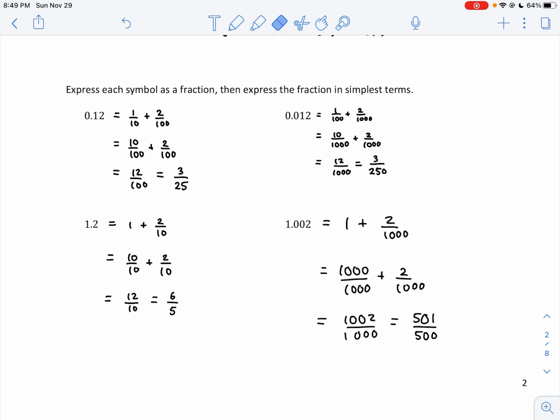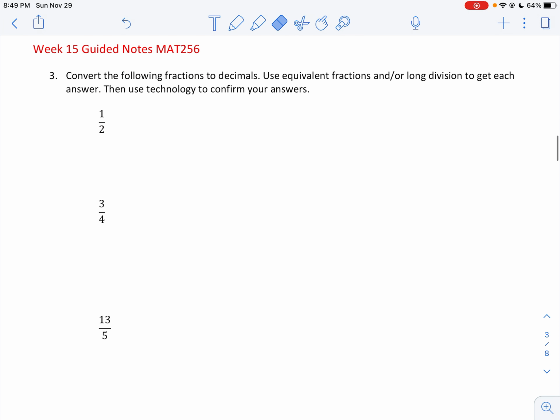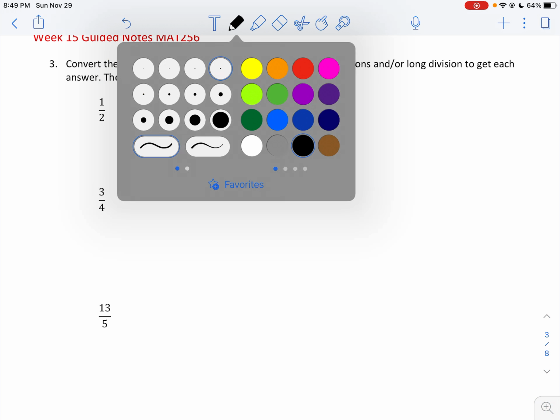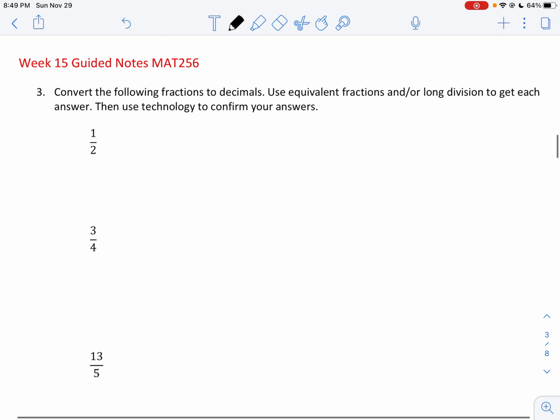Okay, let's move on. We're going to practice going the other direction now. That is, I give you a fraction, and we're going to turn it into a decimal. Convert the following fractions to decimals. Use equivalent fractions and/or long division to get each answer. Then use technology to confirm your answers. Okay, let's first do this approach of what I'm calling using equivalent fractions.